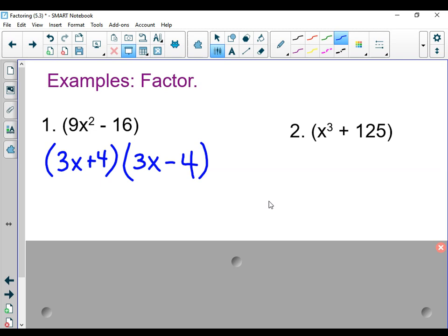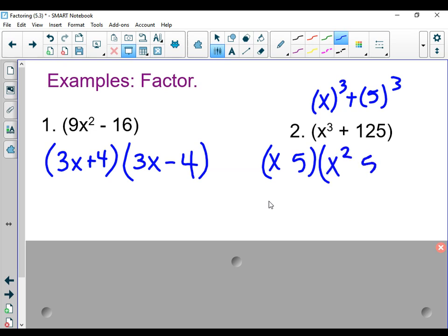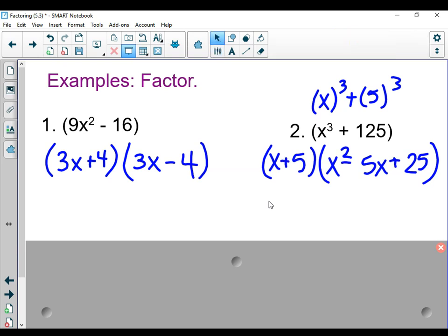What is the cubed root of 125? 5. So we have x and 5. Square the first one, multiply them together, square the last one. And same sign, opposite sign, always positive. The more you do of those, the more you're going to remember that.